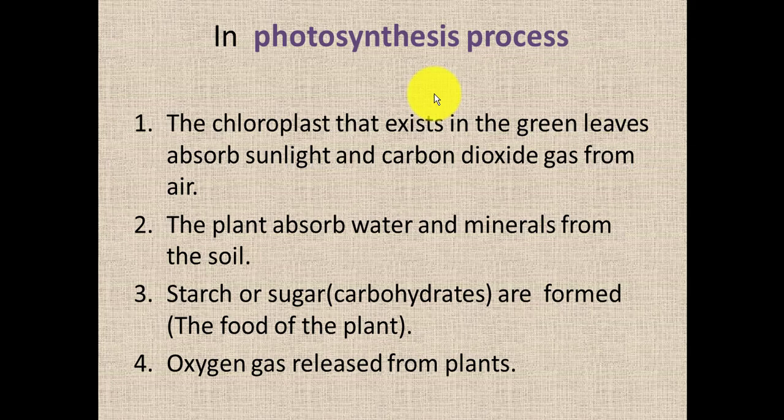In the photosynthesis process, number 1, the chloroplast that exists in the green leaves in the plant cells absorbs the sunlight and takes the carbon dioxide from the air. Number 2, the plant absorbs water and minerals from the soil. Number 3, starch or sugar or carbohydrates. Do you know the carbohydrates like bread or rice or something like that? The food of the plant is a sort of carbohydrate called starch or sugar that is formed. This is the food of the plant.